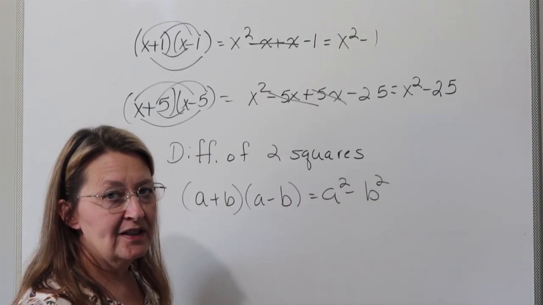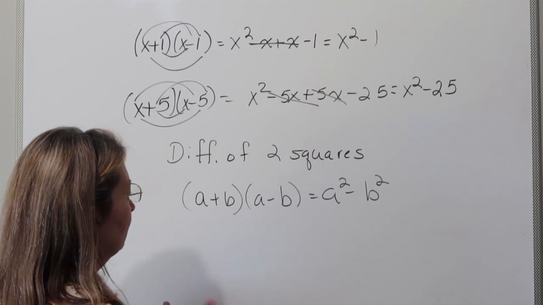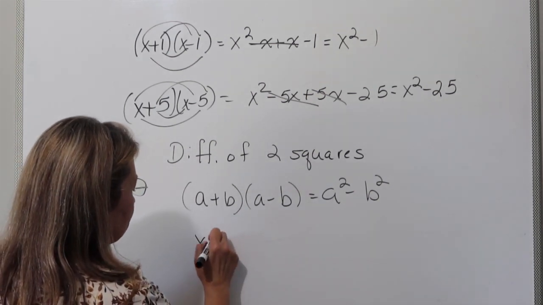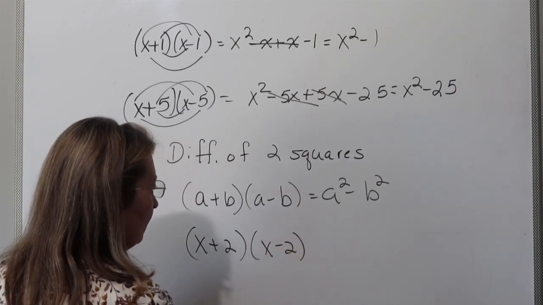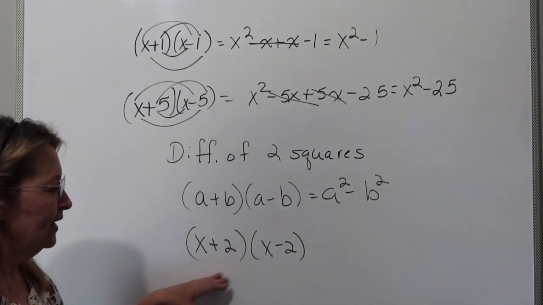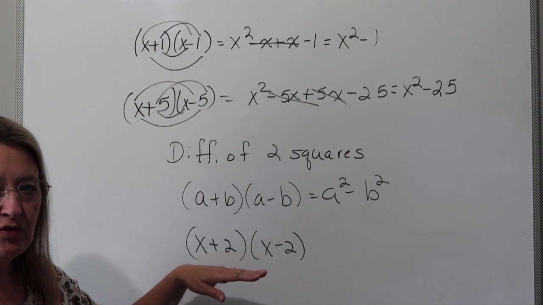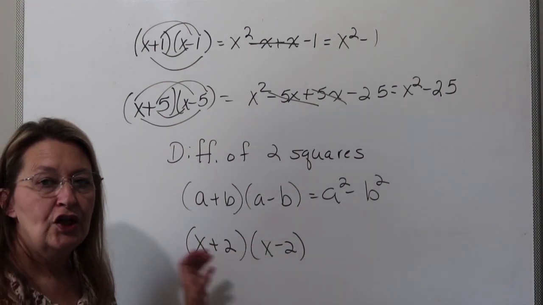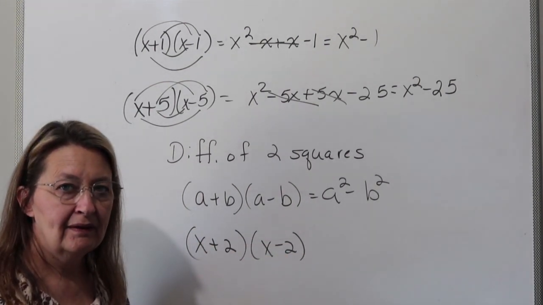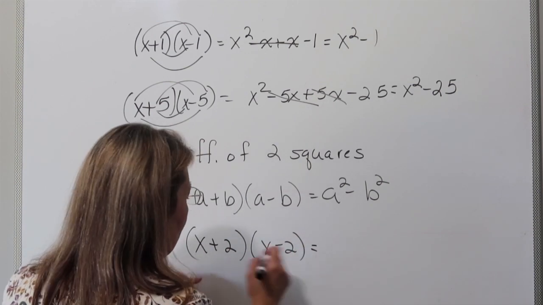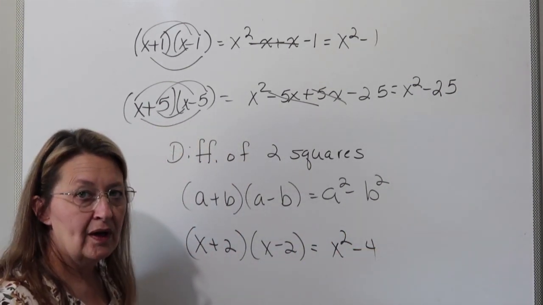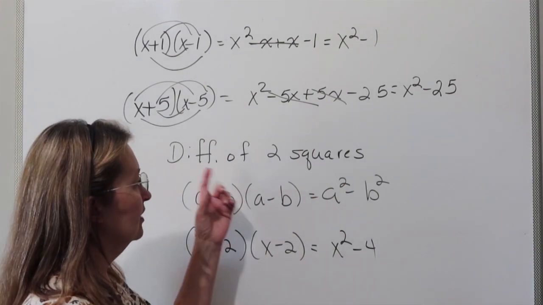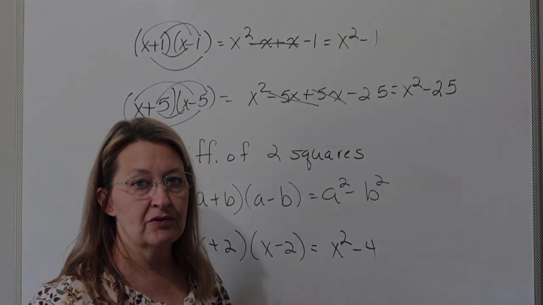So let's look at how this applies to a problem. What if I had x plus 2 times x minus 2? If you recognize right off the bat that this is two conjugates multiplied together, you don't have to use the FOIL method. You can just say, well, I know that's going to be x squared minus 4. Your answer is the difference of two squares.